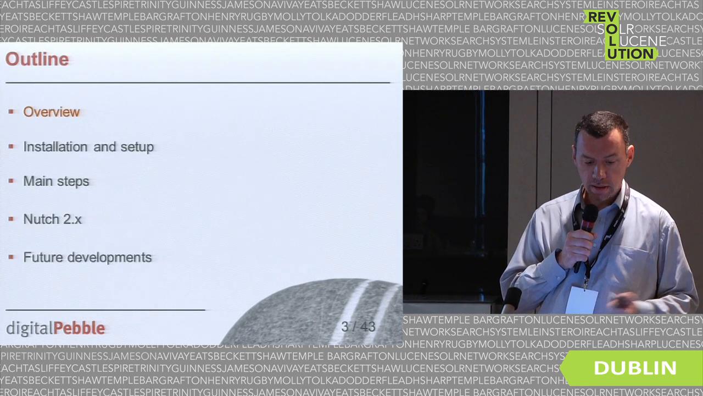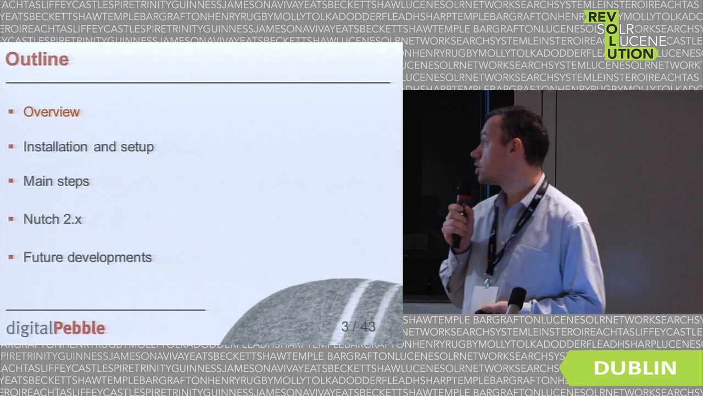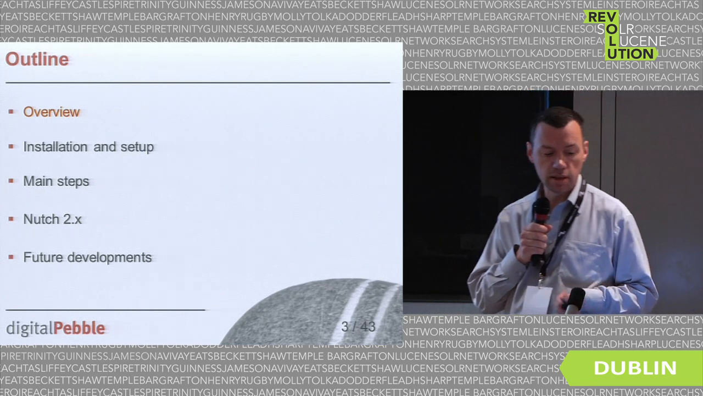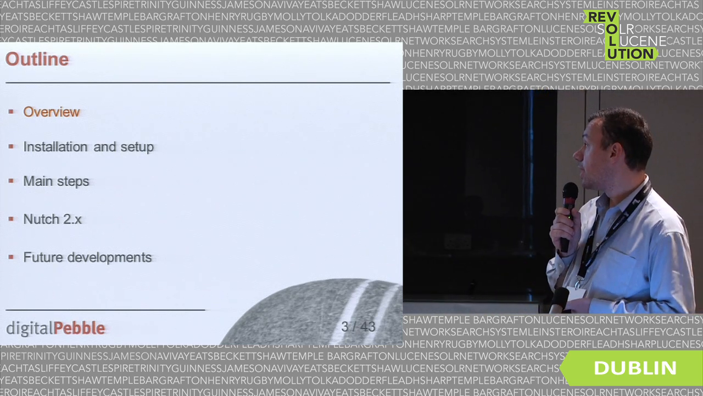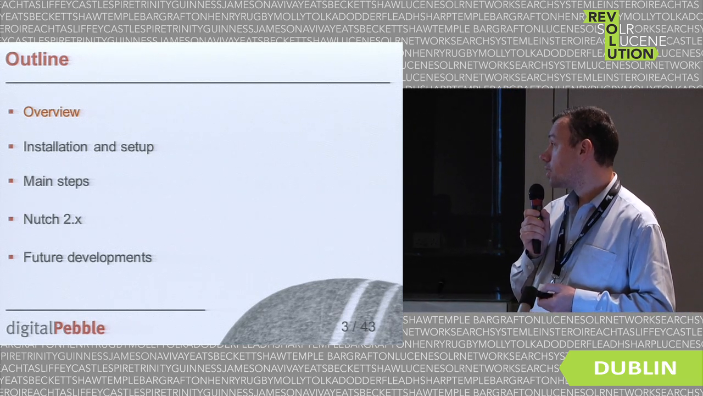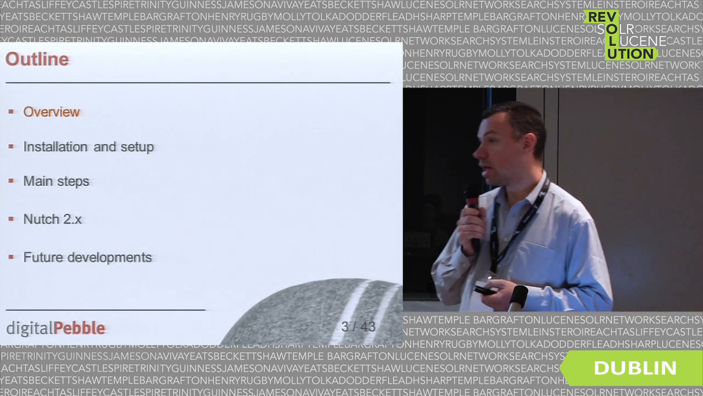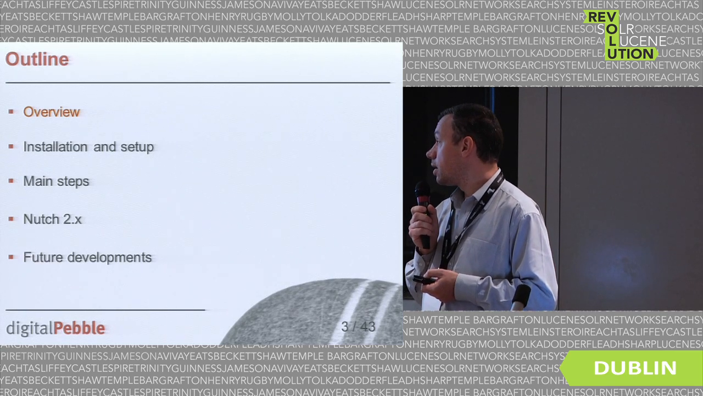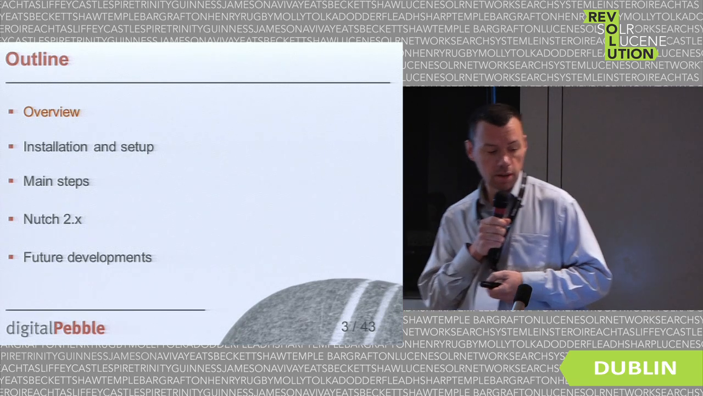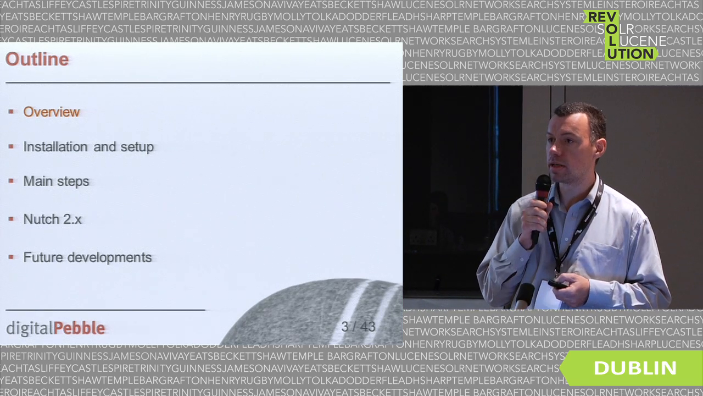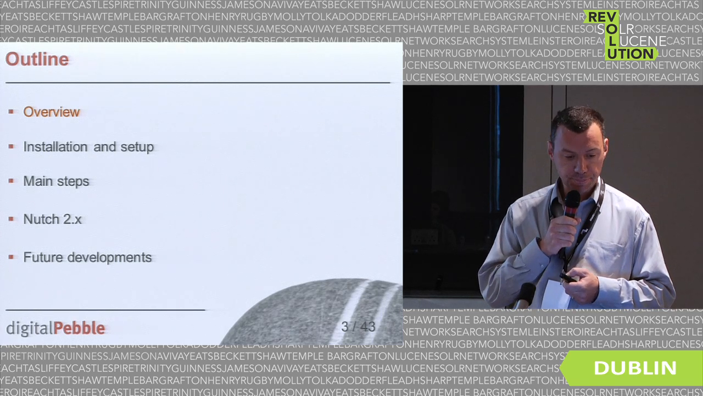So yeah, in this talk, I'll give you an overview of Nutch, see some very basic stuff, so how to install it, how to set it up. We'll see the main steps involved in running Nutch, and I'll then talk a little bit about Nutch 2.x, which is a new branch of Nutch, and then we'll see what the future can be for Nutch and the things that we can expect to see in the next few years.